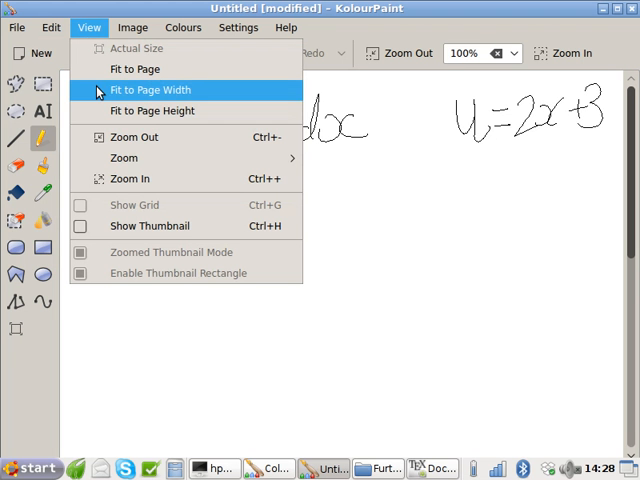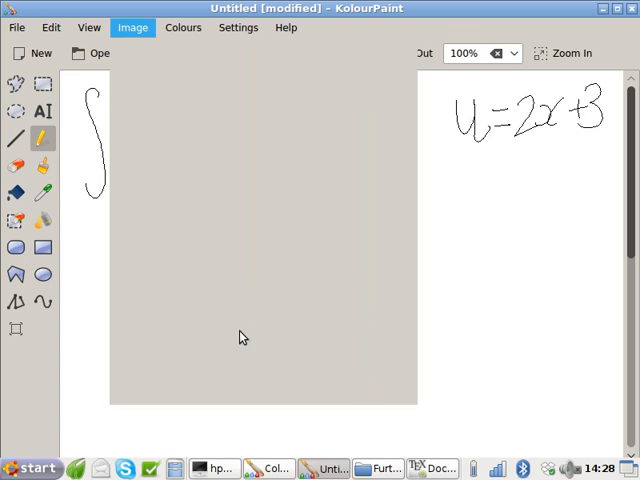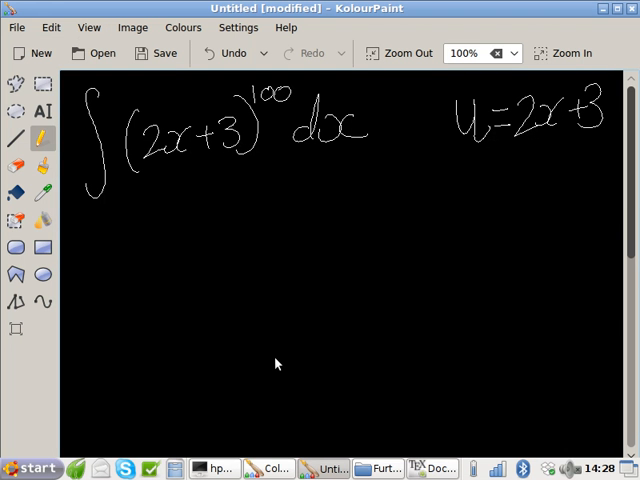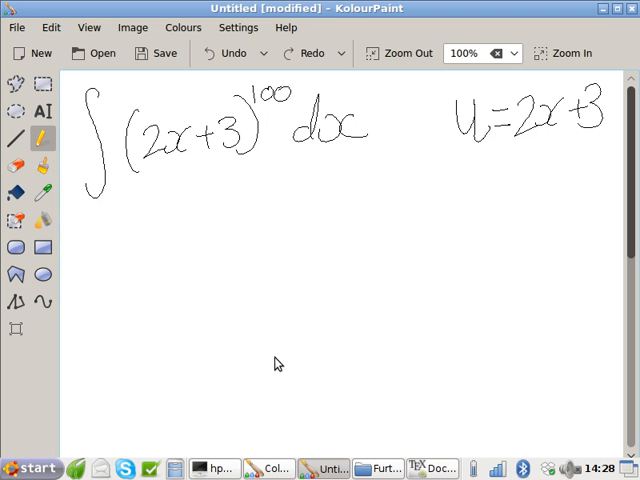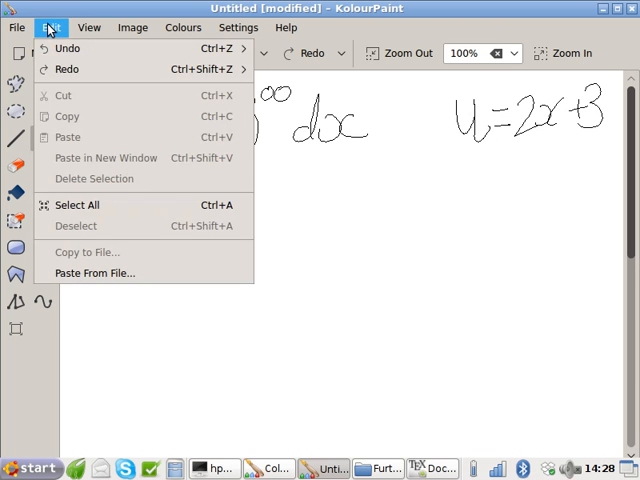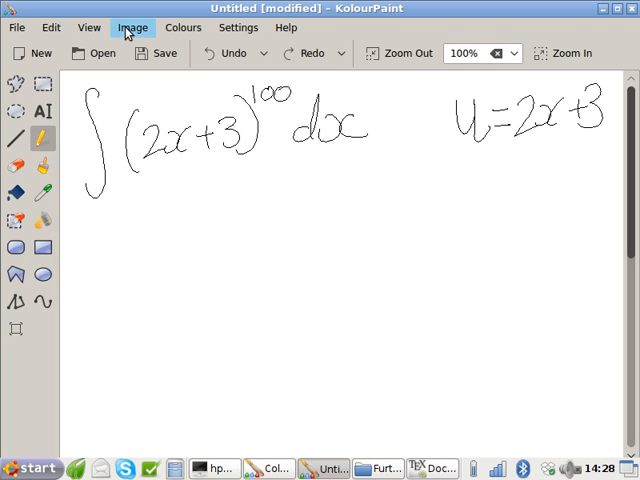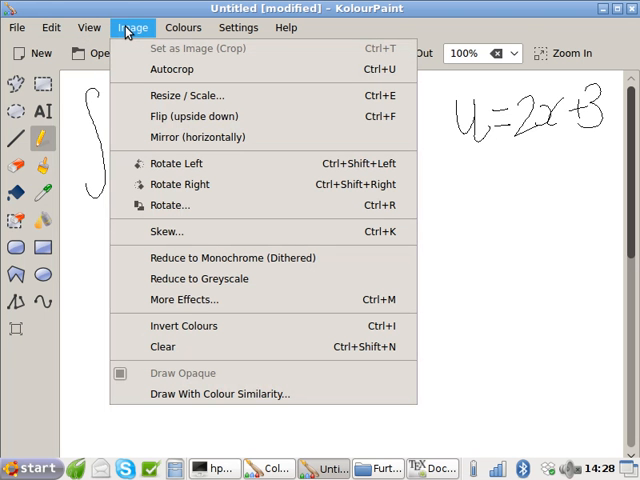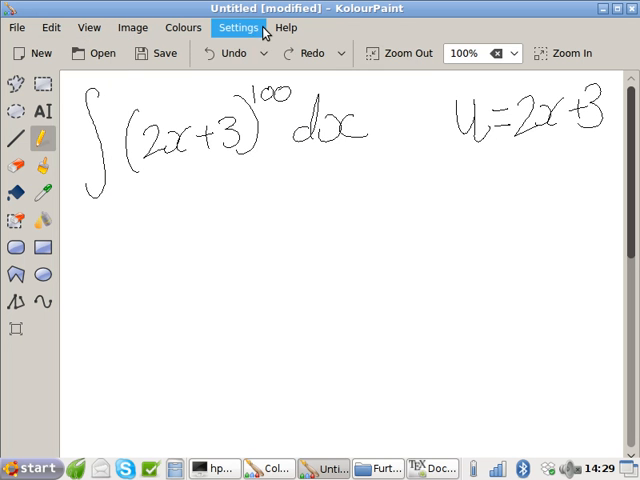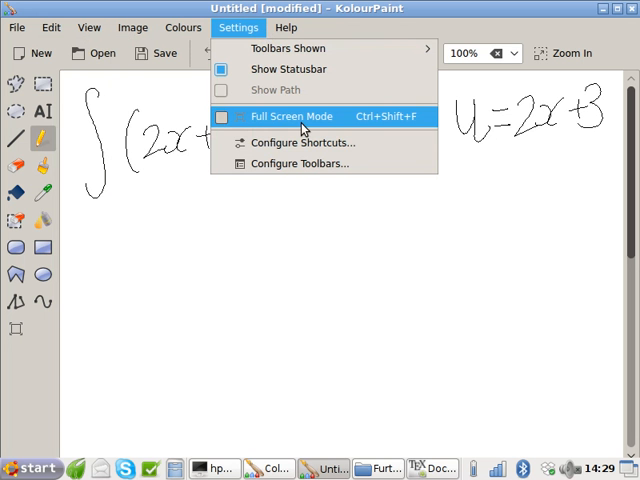Can I do a full screen? Oh wait, is that easier to read? No, you don't like this. Okay. Yeah, it's like a blackboard. I don't have a full screen. Oh wait, there it is, full screen mode.